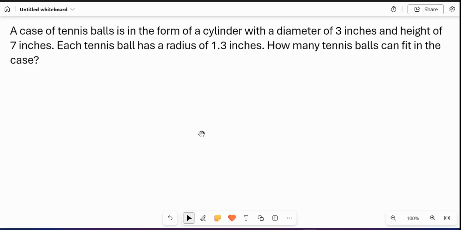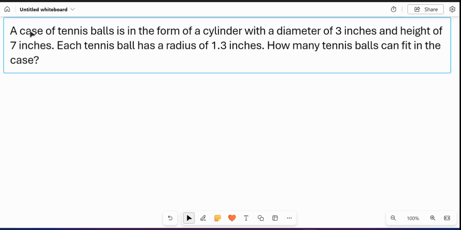Today's video, we are going to be looking at real-world scenarios involving volume. We're going to use all the volume formulas we've worked with: cylinder, cone, sphere, hemisphere, rectangular prism, and apply those in real-world scenarios.